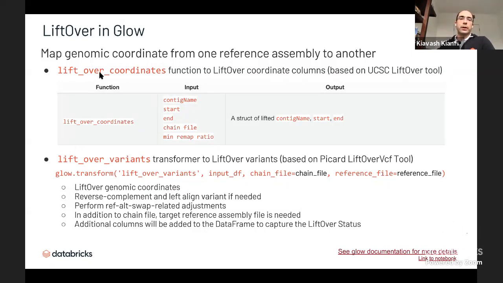Actually, we have both the function and a transformer for this. So in the function form, you have a Spark DataFrame. The name of the function is liftover coordinates, and this is based on the UCSC liftover tool that is the standard usually used for liftover, and the output of this will be a structure of the lifted coordinates, which is the contig name and a start and end.